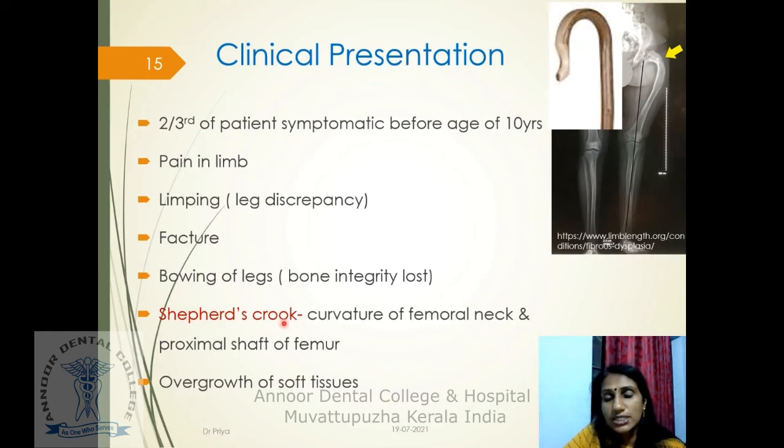That's called a shepherd's crook, because you can have curvature of the femoral neck and the proximal shaft of the femur. So this is what you see. And also you will have overgrowth of your soft tissue. Remember, the bone area is going to be replaced by fibrous tissue, so more connective tissue will be seen.